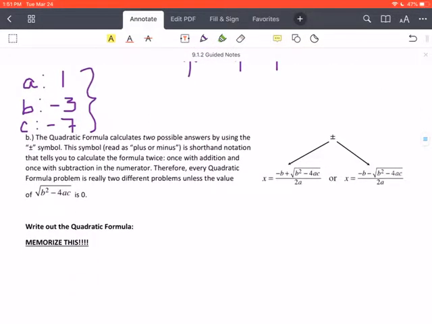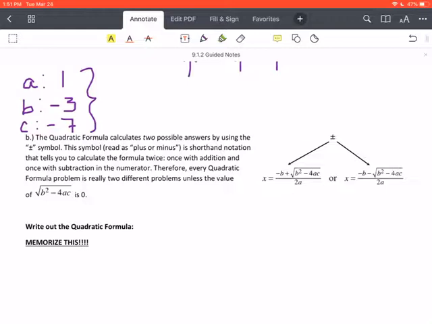So now we are going to use these three numbers, 1, negative 3, and 7, and plug them in to this formula. We are going to do order of operations, and then that will give us the values of those x-intercepts. In other words, it will allow us to solve a quadratic equation.